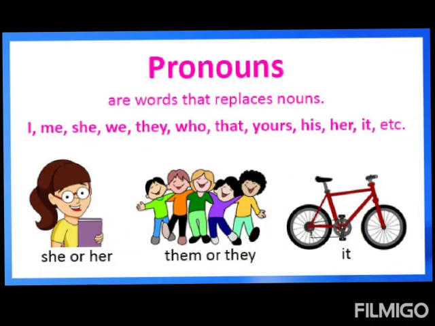Good morning, dear students. We are going to start talking about pronouns today, and of course, that begins with the question, what is a pronoun? Let me answer this question by way of the following example.